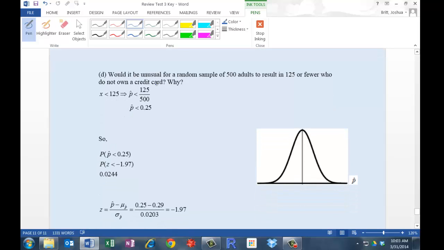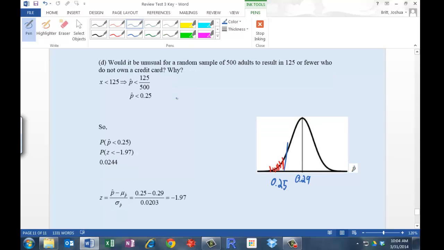So we look up these two from the chart, subtract the two, and we get the area in the center. Okay, what's the probability that of a sample of 500, 125 or fewer do not own a credit card? So x is less than 125 means p hat is less than 125 over 500, or less than a quarter. So 0.29, 0.25, and this is what we want here.